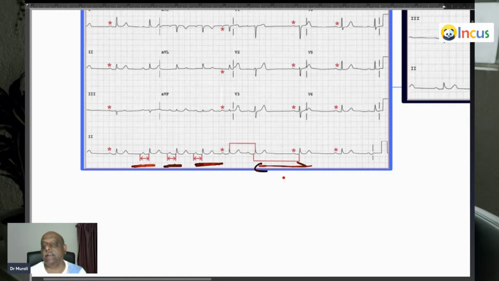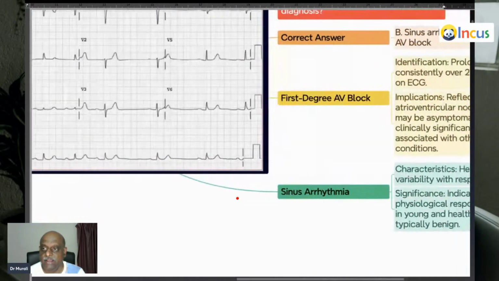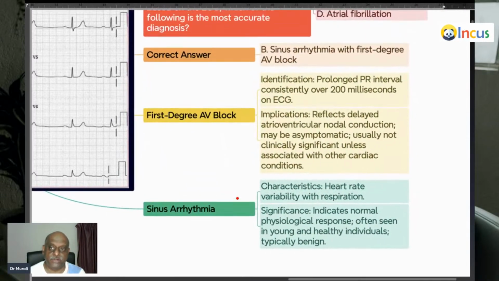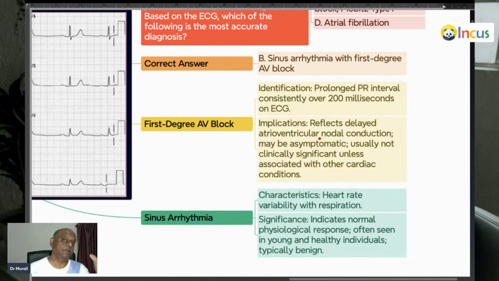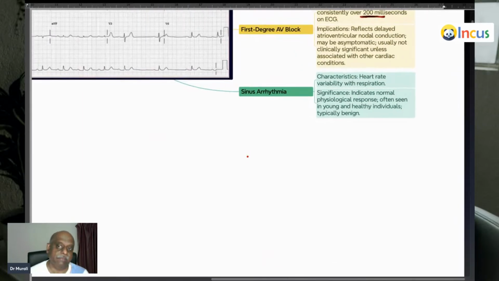Prolongation of the PR interval. P is there, QRS is there, T is there, but the PR interval prolongation alone is called first-degree AV block, is what you need to remember. How much prolongation? You need to know. If it is prolonged over 200 milliseconds on ECG, you call it as first-degree AV block is what you need to remember.